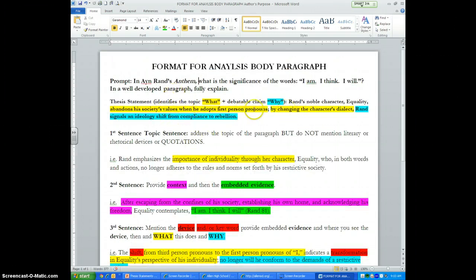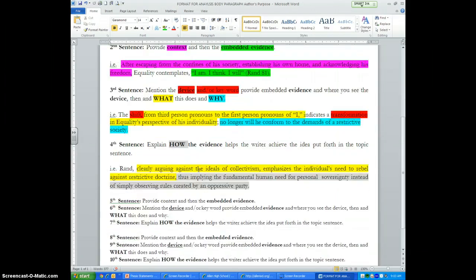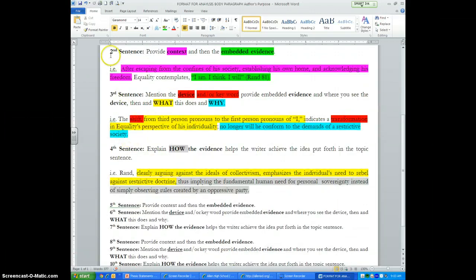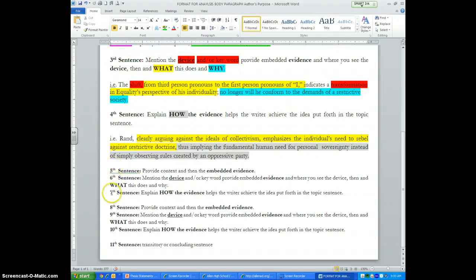So you're going to pretty much repeat sentences 2, 3, and 4 in the form of 5, 6, and 7, 8, 9, and 10. The 11th sentence is going to be either a conclusion, because you're about to be done with your essay, except for the actual paragraph conclusion, or it's going to mostly serve as a transitory sentence. When I say transitory, I mean that it needs to help sum up what you have already said in very short, and then also provide a bridge to the next paragraph.